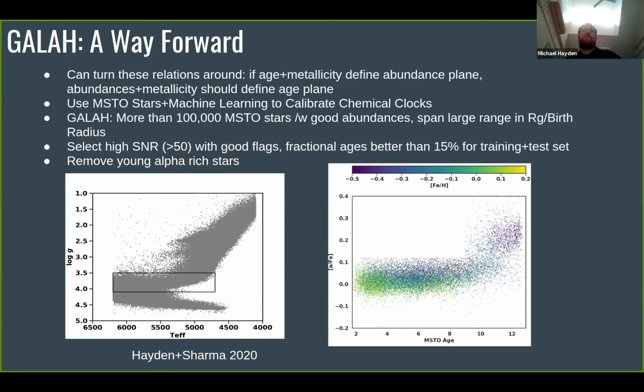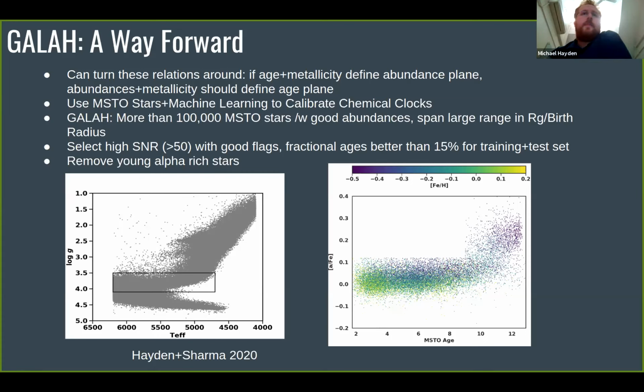So GALAH offers us a way forward by providing all these abundances. And so we're going to use a subset of turn-off stars that we know the age for. And we're going to take stars with very good abundances to calibrate our age abundance relations. And these stars, we have enough of them in GALAH that they span the whole parameter space. So stars from the inner galaxy, stars from the outer galaxy, stars near the sun. So we can actually learn all of these relations and do better than a scatter plot.